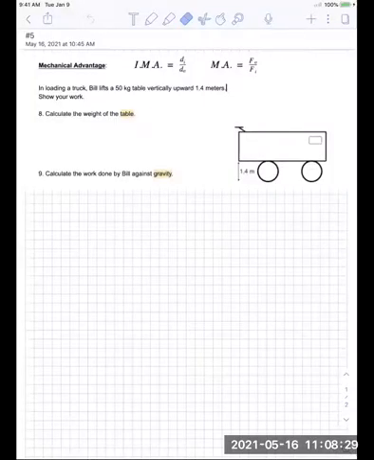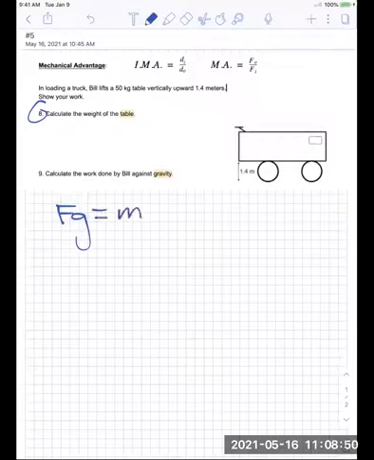Okay, so one more set of examples here. We have a truck with a 50 kilogram table. We're trying to lift it up into the back of the truck, which is 1.4 meters off the ground. And the first question here wants us to calculate the weight of the table in newtons. So as a reminder, to calculate weight in newtons, it's F of G is equal to M times G.